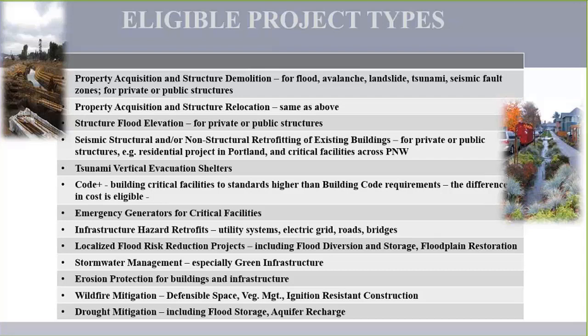What the heck is Code Plus? Well, this is a situation where you want to build a critical facility to a higher standard than is required by the building codes. The difference between the building code minimum requirements and the standard you want to build to is an eligible cost. It's a delta. So this is one of those weird situations where FEMA does fund new construction, but it's done in conjunction with way more local funding going into it than a 75-25 cost share.